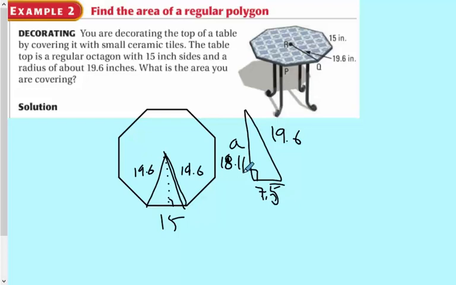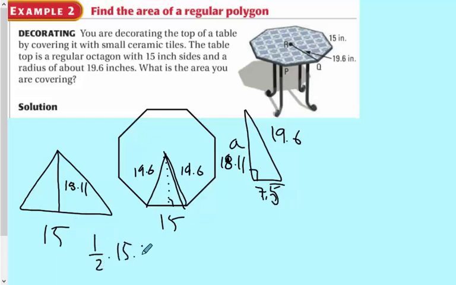Okay, now if I take a look at the whole triangle, the apothem is 18.11, the base of the triangle is 15, so I'm going to do 1/2 base times height, and then I'm going to multiply that by 8, because there's 8 triangles, and so that's going to be my answer. So 15 multiplied by 18.11 times 8 divided by 2. And my grand total is 186.6. So there you go.